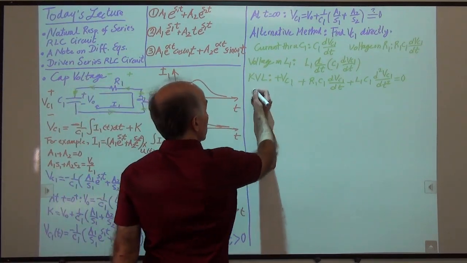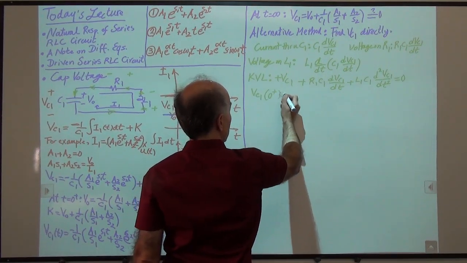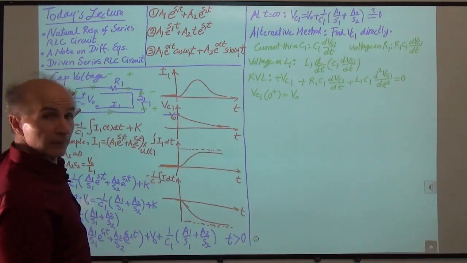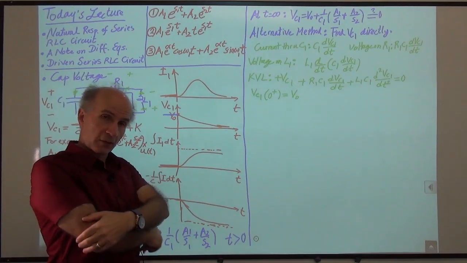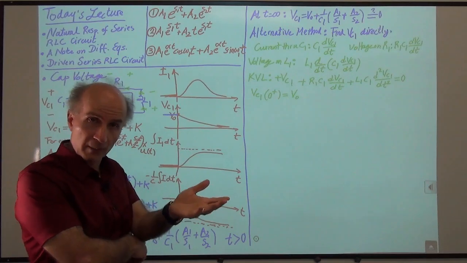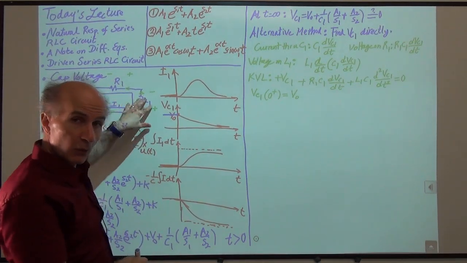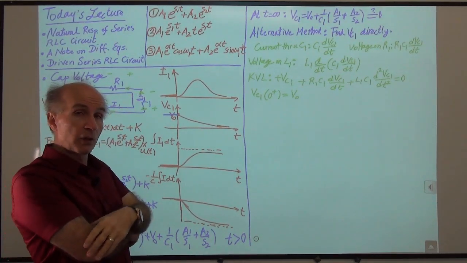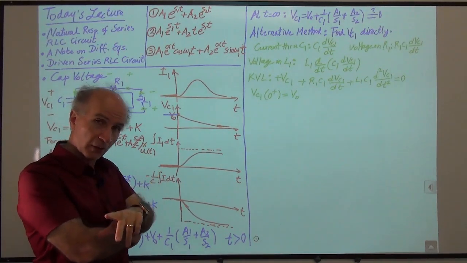All right, so we know that VC1 at time 0 plus is equal to V0, right? This voltage is V0, so that's great. But we need one more initial condition. And for that, we always have to go to a storage element. In this case, the inductor, right? We have one storage element here, one storage element here. So we go to the inductor and we say that, okay, what we know is that the current through the inductor at time 0 plus is 0.